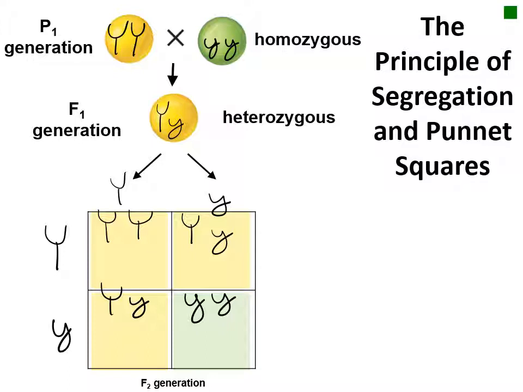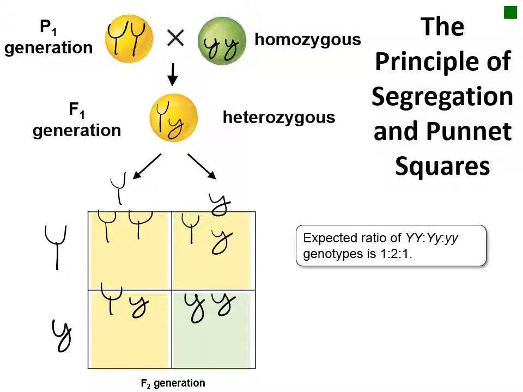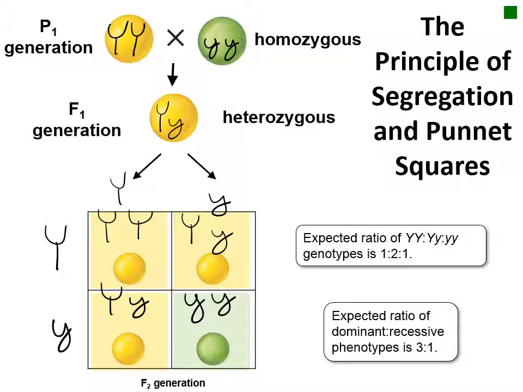This gives us a genotypic ratio of 1 to 2 to 1, with 1 homozygous dominant to 2 heterozygous to 1 homozygous recessive. Since we already determined that the yellow allele is dominant to the green allele, this means that we can determine the phenotype based on the genotypes. Any organism with a capital Y will be yellow. Our phenotypic ratio will be 3 yellow to 1 green.